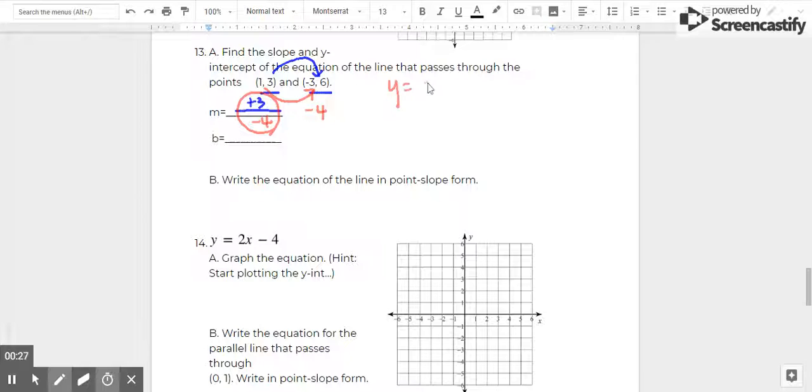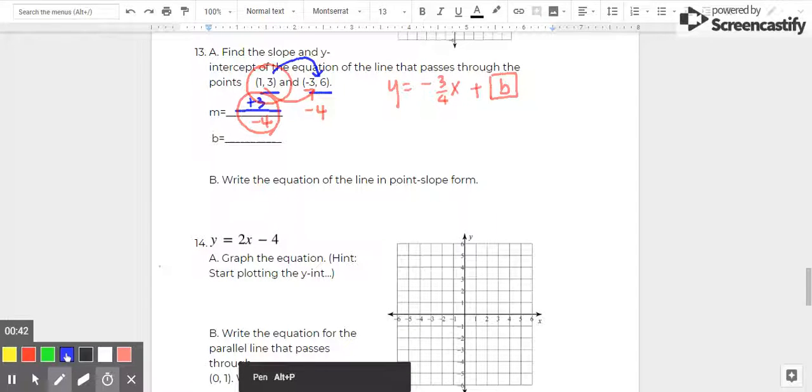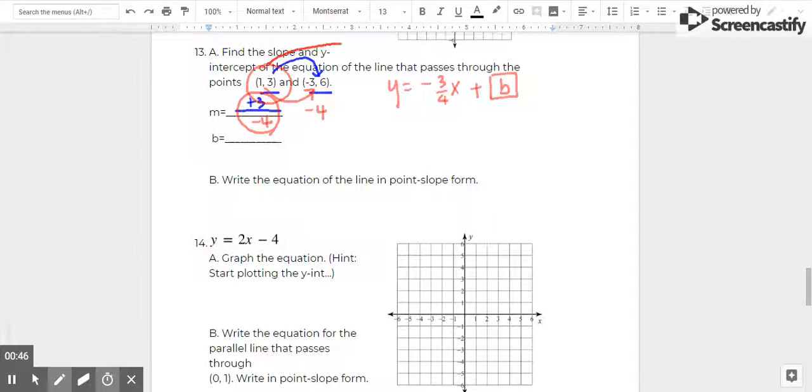And you have to put it in the slope-intercept form, and then we don't know what b is, right? So now, after you get up to here, you need to choose one of the points. I'm going to choose 1, 3. And you're going to plug into this to find b. So 3, negative 3 over 4, 1, and b.